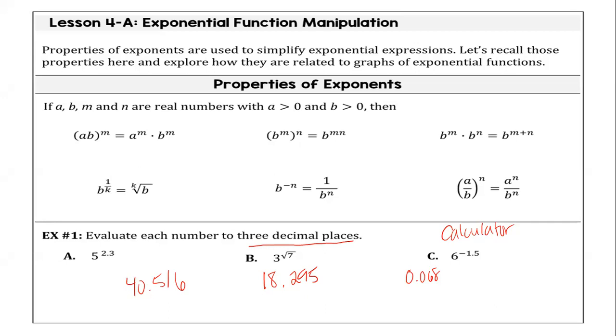So going over our properties, just remembering our distribution property, the two types of distribution properties, remembering our product property, our rational exponent property, our negative exponent property, and when you are dividing with distribution, and how they apply.